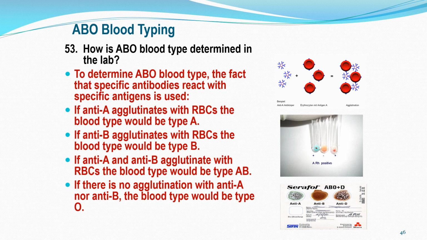So how is ABO blood type determined in the lab? To determine the ABO blood type, the fact that specific antibodies react with specific antigens is used. If anti-A agglutinates with RBCs, the blood type would be type A. Consequently, we go down the road, right? And you guys can read this. Same thing happens with B. And then if anti-A and anti-B both agglutinate with the RBCs, then the blood type would be AB. And if there's no agglutination with either anti-A or anti-B, then the blood type would be O.